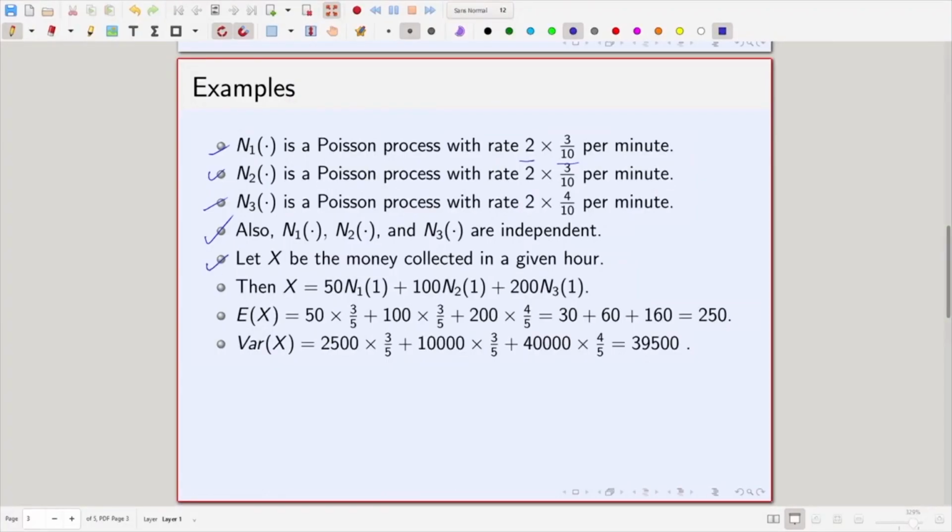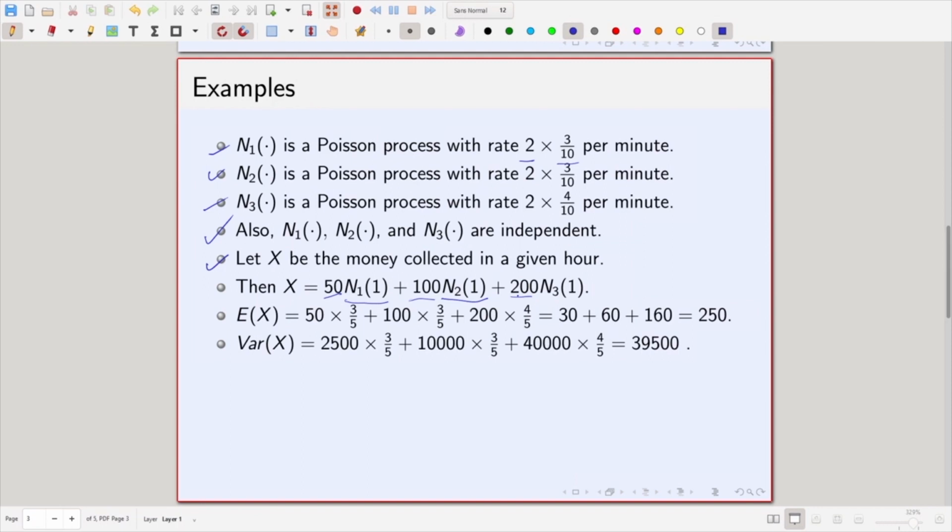Now, let X be the money collected in a given hour. Then what should be X? It should be the number of type 1 or lightweight vehicles that arrive in an hour, and they pay 50, the number of medium weight vehicles that arrive in an hour, and they pay rupees 100, and the number of heavyweight vehicles that arrive in a given hour, and they pay 200. So, X is this. Here the unit is rupees.